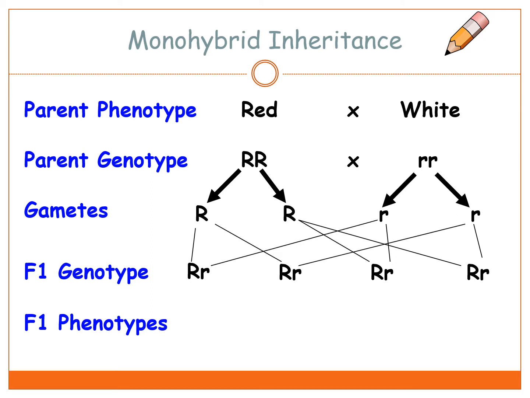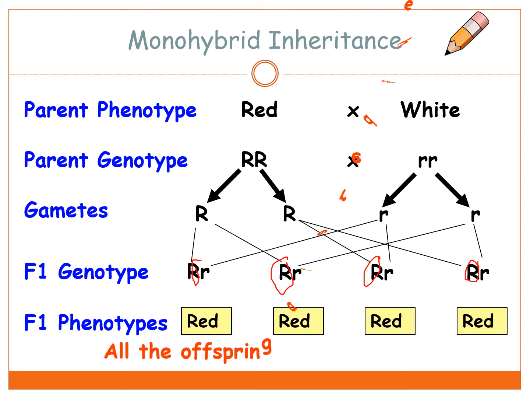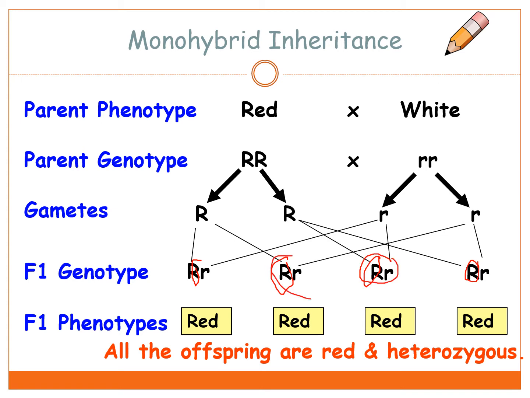So our F1 phenotypes are all going to be red because they all contain the capital letter and the white little letter will be hidden. So we should have 100% red. So all of the offspring are red and they are all heterozygous because they contain two different alleles.